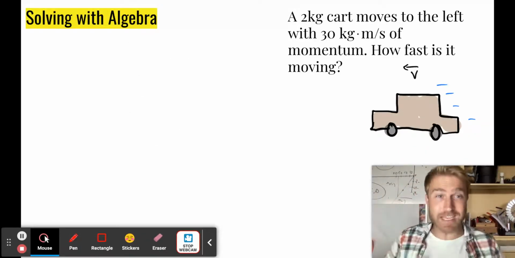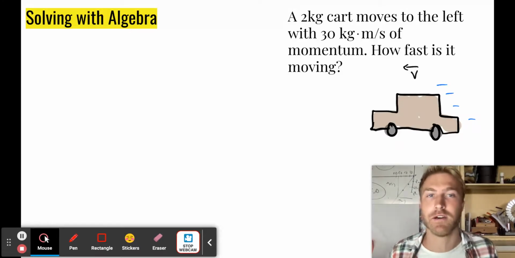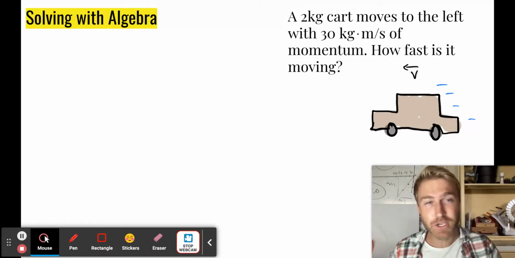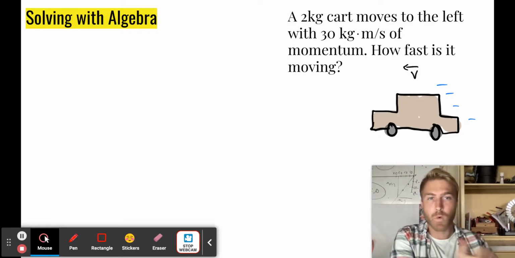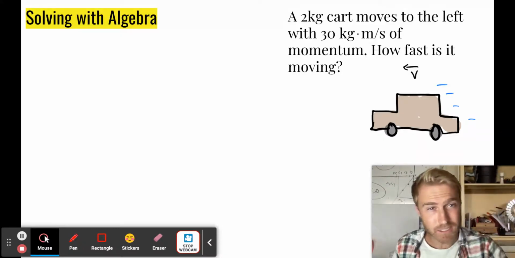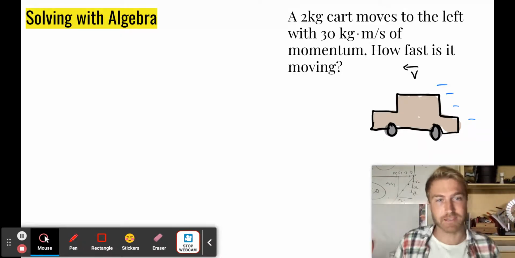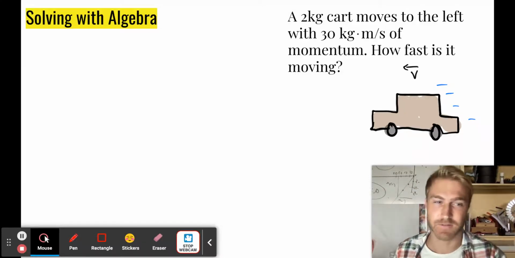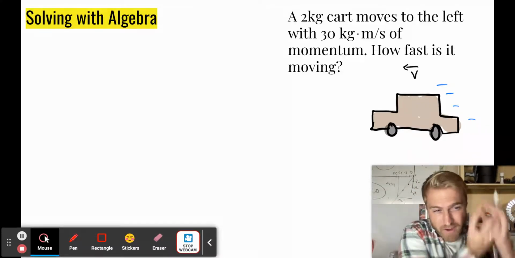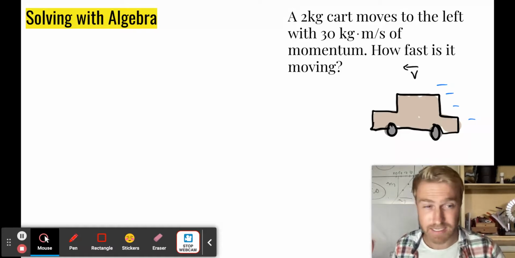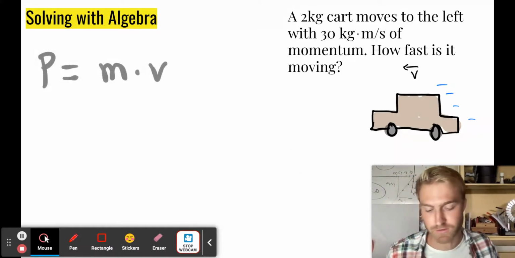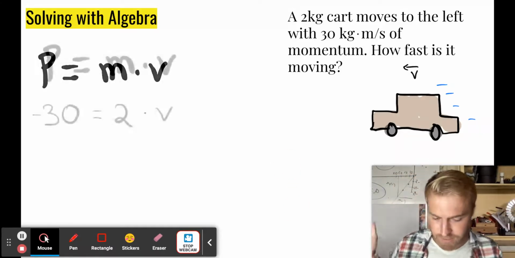Sometimes we have to use algebra to solve for an unknown variable. Here's an example. A 2-kilogram cart moves to the left with 30 kilograms meters per second of momentum. How fast is it moving? So in this one, we want to figure out how fast. So we actually want to solve for velocity. But let's use the same strategy. Let's write down the equation. P equals M times V.